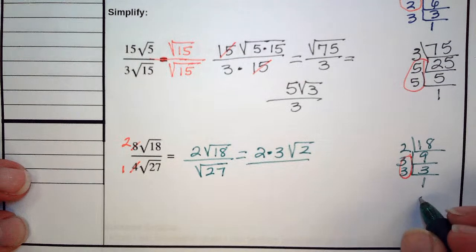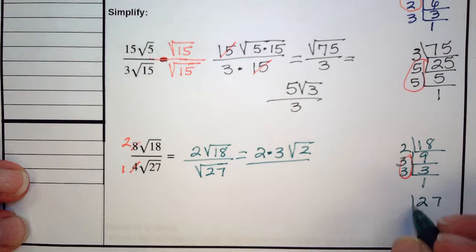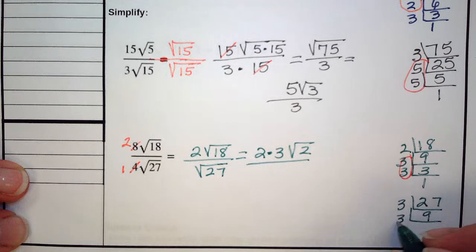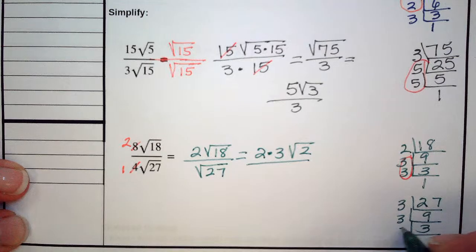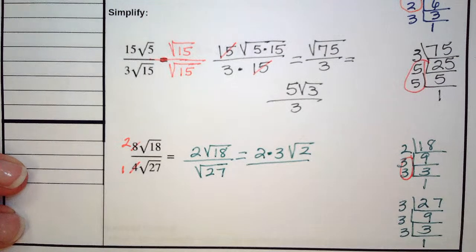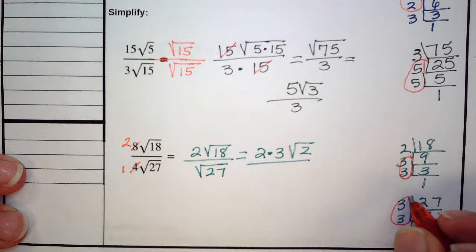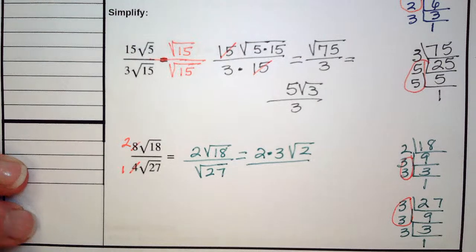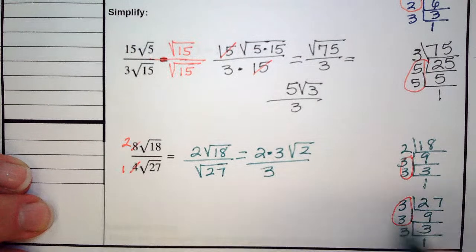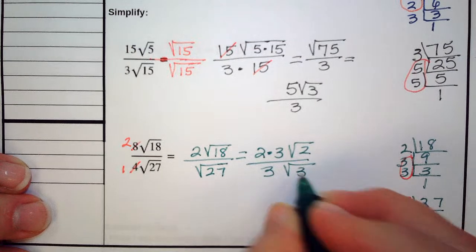Same thing with 27. 27, we'll divide by 3, I get 9. Divided by 3, I get 3. Divided by 3, I get 1. I've got a pair of 3's to bring out. This becomes 3 square root of 3.